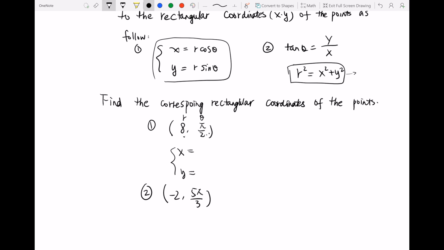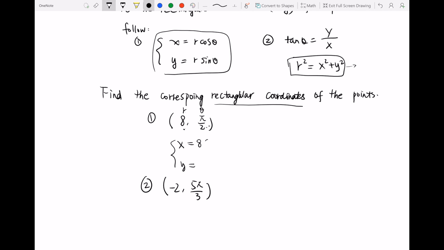Find the rectangle coordinates. So basically, we do the conversion. So what is x? What is y? This is r and theta. Convert the polar coordinates into rectangle coordinates. So x is 8 times cosine of pi over 2. y is 8 times sine of pi over 2. So 8 cosine of pi over 2, which is? That would be 0. And this would be? 8. Perfect. Thank you very much, Matthew.